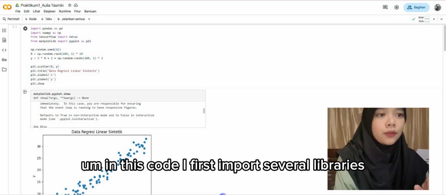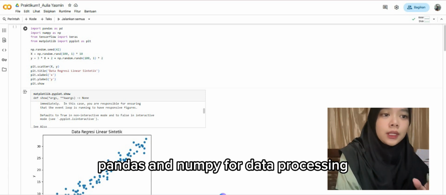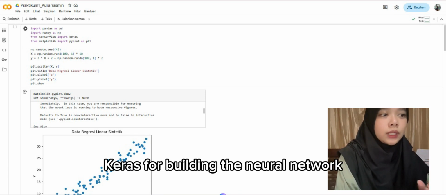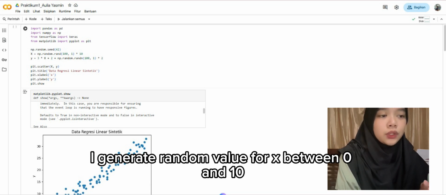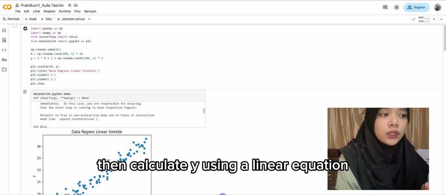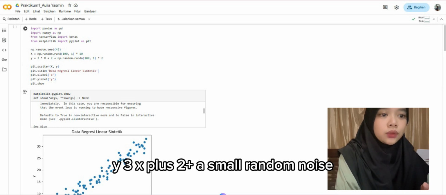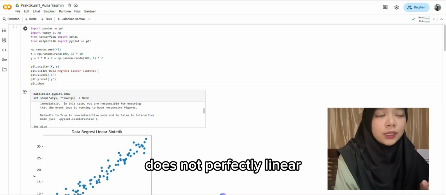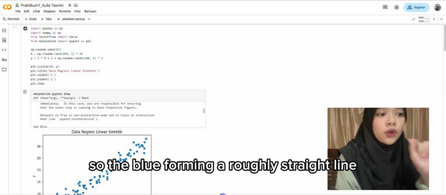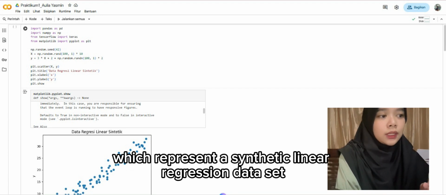In this code, I first import several libraries: pandas and numpy for data processing, keras for building the neural network, and matplotlib for visualization. I generate random values for x between 0 and 10, then calculate y using a linear equation, y = 3x + 2 plus a small random noise. This simulates real-world data that's not perfectly linear. The scatter plot shows the blue dots forming a roughly straight line, which represents a synthetic linear regression dataset.